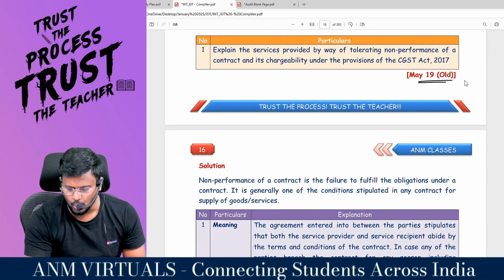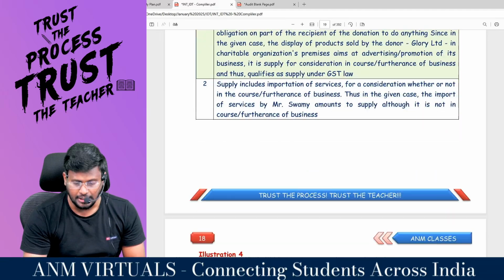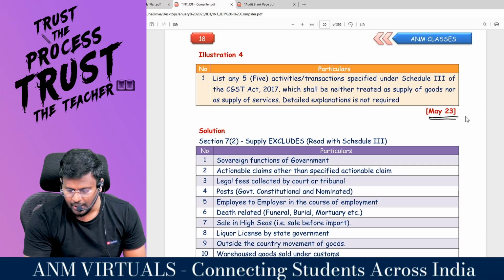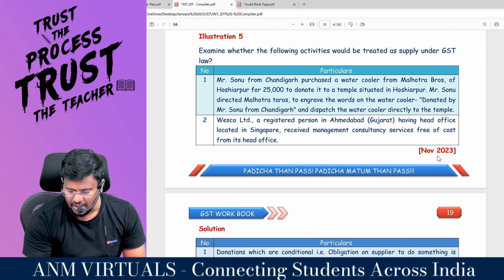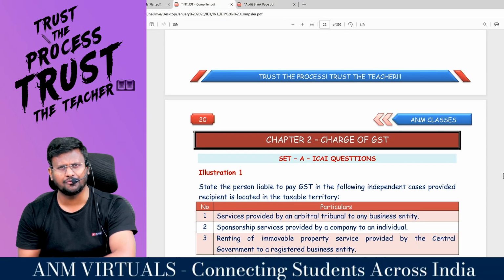This is May 2019 old syllabus. Sir, illustration number 3, May 22. And we are having May 23. Sir, we are having November 23. Like this, chapter wise we have done this time.